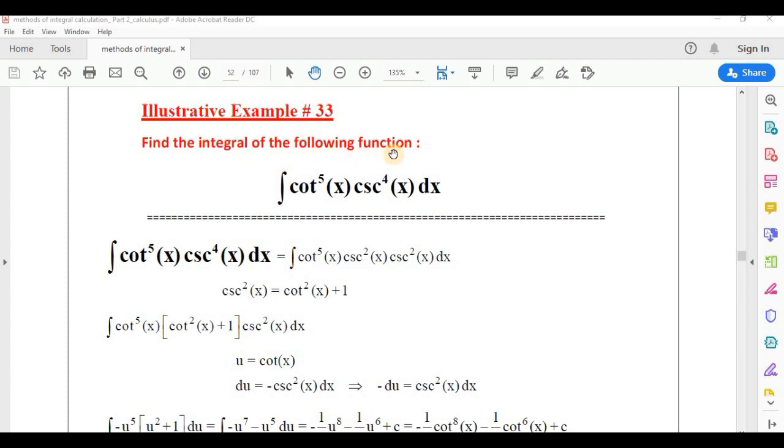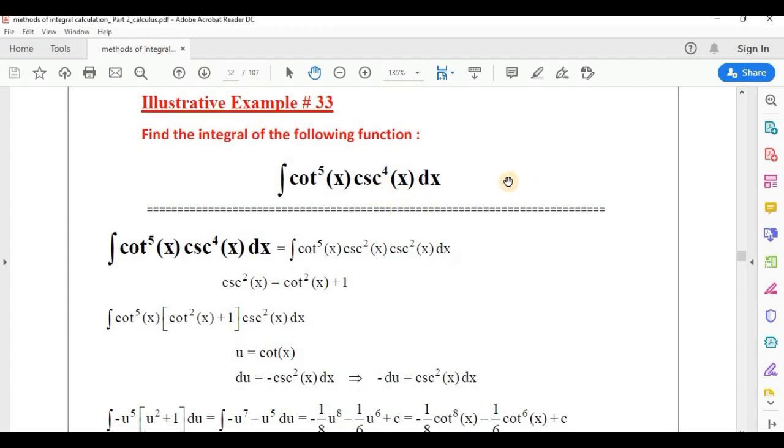Find the integral of the following function. Integral cotan to the power 5 x multiply cosec to the power 4 x dx. How will we solve this function? As we notice here, we have odd and even powers. We will look at the power of cosec. If it is even, then the integral will be solved by substitution method. And if the power is odd, then the integral will be solved by integration by parts. Here we have even, so it will be solved by substitution method.